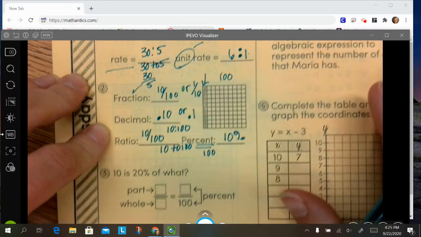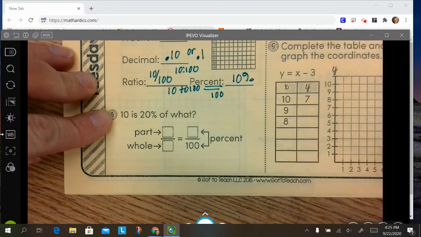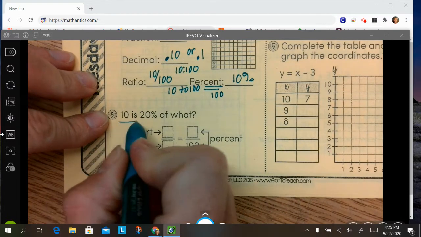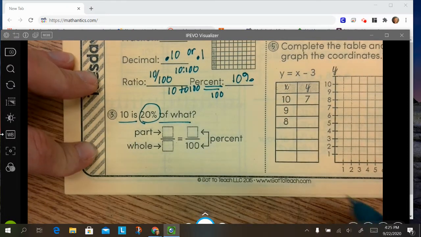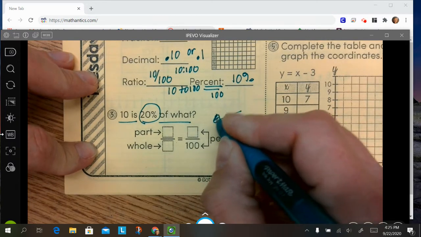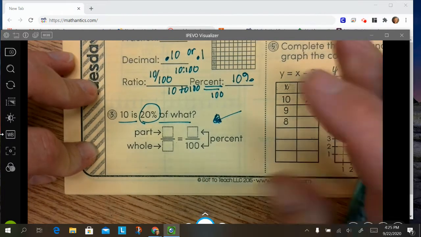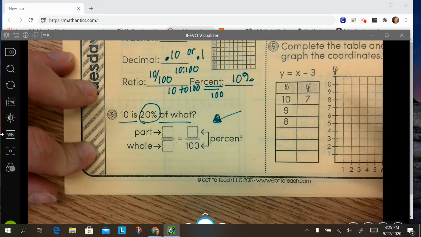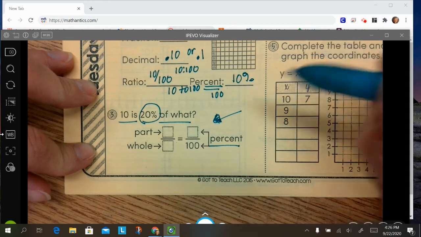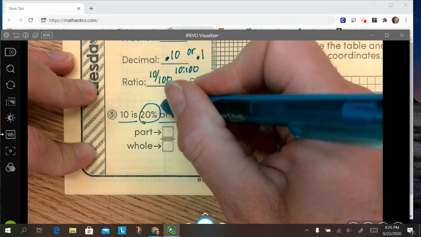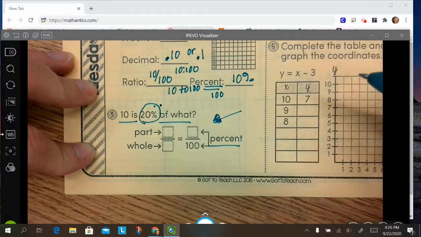All right, number 3 says 10 is 20% of what? We're going to fill in this proportion. We're not going to solve for it right now. We're just going to fill these in. If you look on this side, it says percent. So you want to look up here and find the percent, and they tell you that by that percent sign, so that 20 needs to go there.